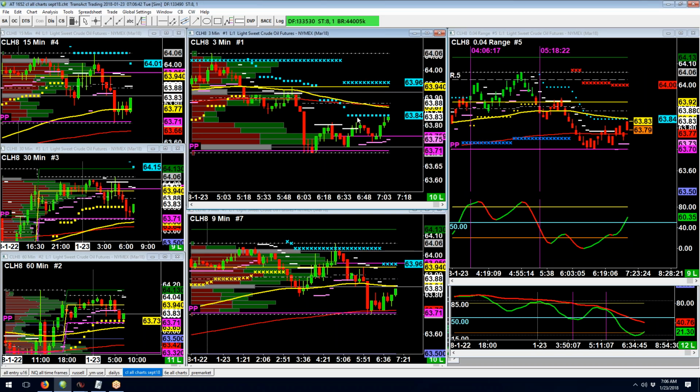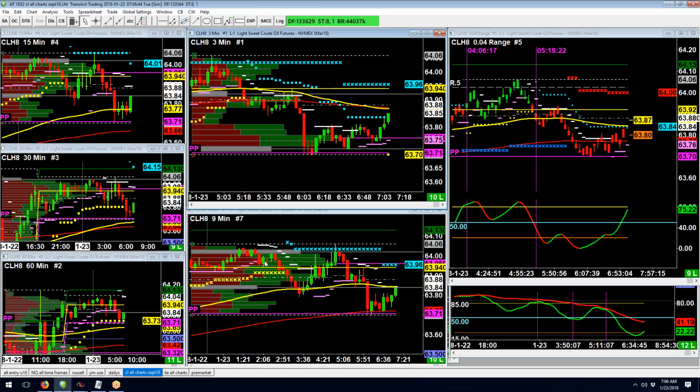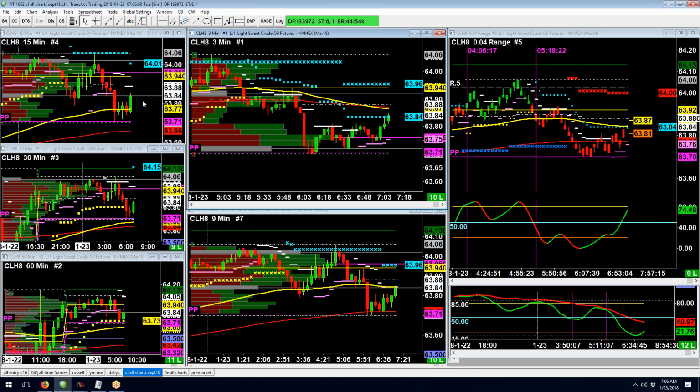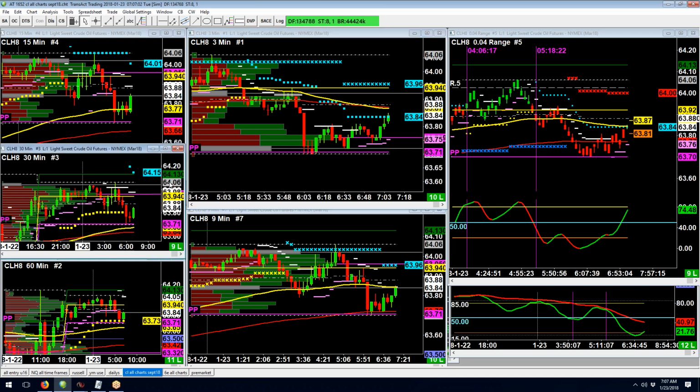So anyway, this is a 3-minute right here. This is a 9-minute, and over here on the far left, I have a 15, a 30, and a 60. And what I'll typically do each morning is I'll start out seeing where the super trend stop is on the higher time frame charts. And if they are all in agreement, meaning if super trend stop is above price on all of these higher time frames, then price is going to have an easier time moving lower. If the super trend stop is below price on all of the higher time frames, then price is generally going to have an easier time moving higher.